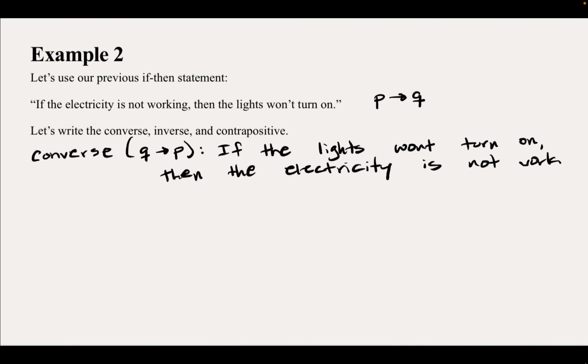When you have a statement in if-then form, the converse of that statement is not necessarily true. If I'm looking at this example, if the electricity is not working, then the lights won't turn on. Yeah, that's a true statement. But the converse of that, if the lights won't turn on, then the electricity is not working. That's not true. There could be lots of reasons why the lights won't turn on. It doesn't have to be the electricity. So the converse of a statement may not always be true.